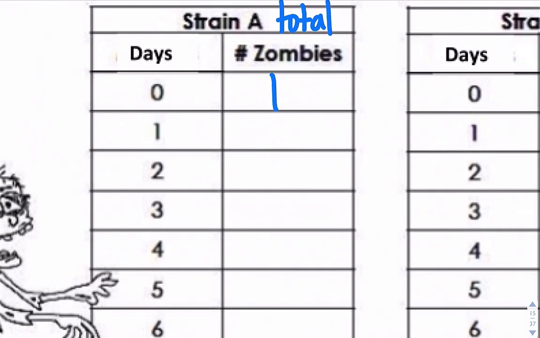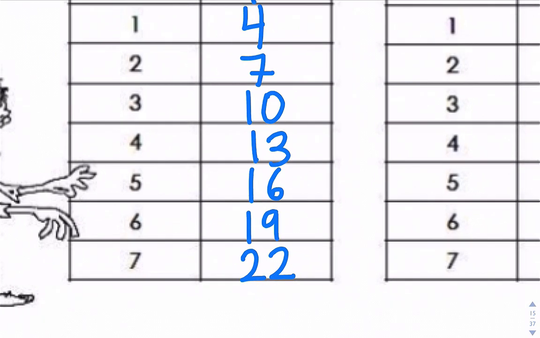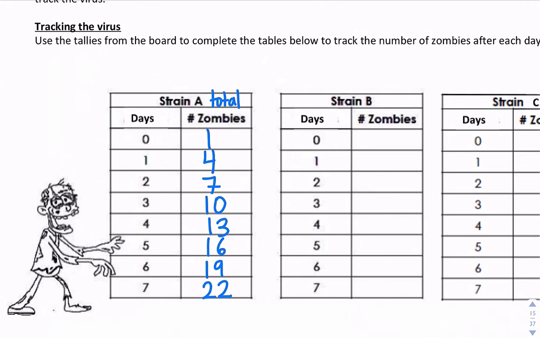Okay, so 1 zombie on day 1, he infects 3 new people, so there's going to be 4. And then he infects 3 new people, so there'll be 7. He infects 3 new people on day 3, so 10. And each day it's 3 new people. Okay, so by day 7, after 1 week, there's 22 zombies, according to strain A.